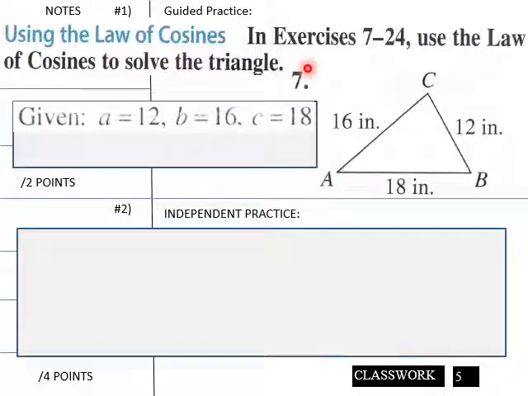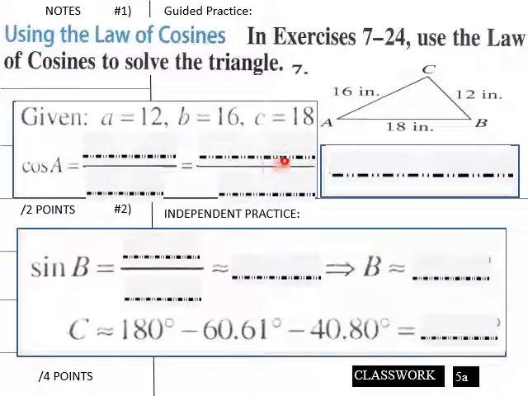41.12. Okay, starting into this guided practice here, using the law of cosines. Use the law of cosines to solve the triangle. So here are our given lengths of our sides. A is 12, B is 16, and C is 18 here. So we need to solve for these angles here: angle A, C, and B.